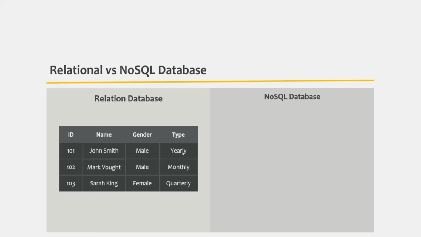Now, in a NoSQL database, we do not have tables. Instead, we have collections. And each collection consists of documents. And a document is nothing but a JSON object. So here you can see in this example, we have two documents. Here we have the first document and this one is the second document. And as I mentioned, a document is nothing but a JSON object. And in the document, we will have fields. So this ID here is a field, this name here is a field, gender is a field, type is a field, okay?